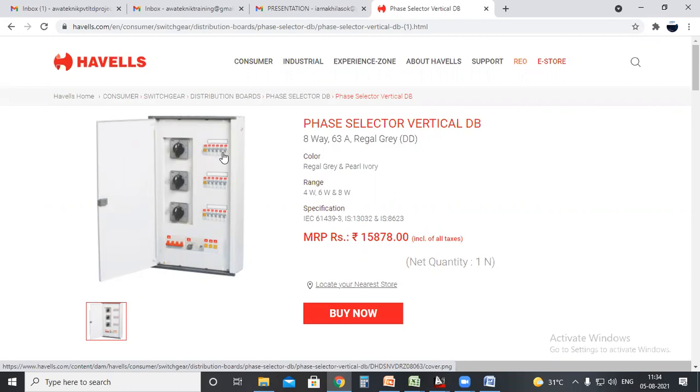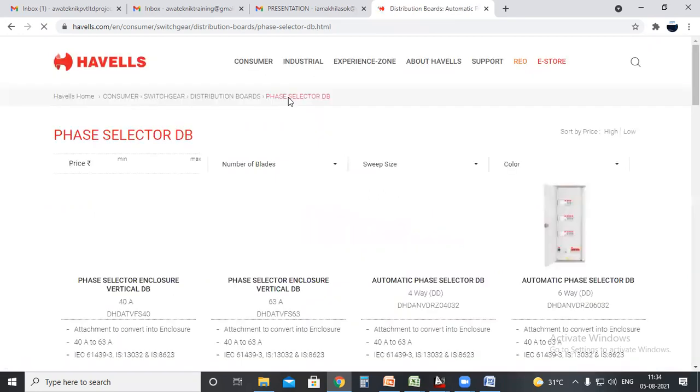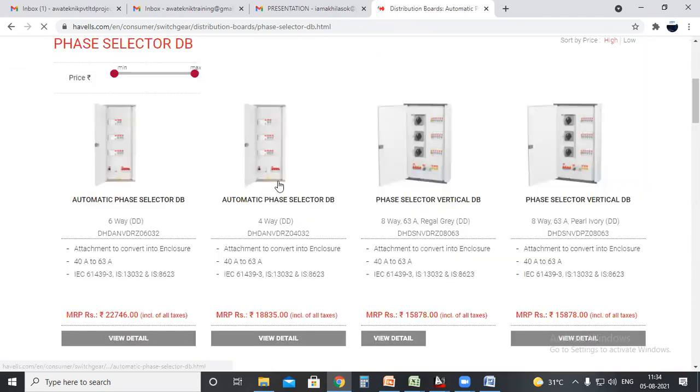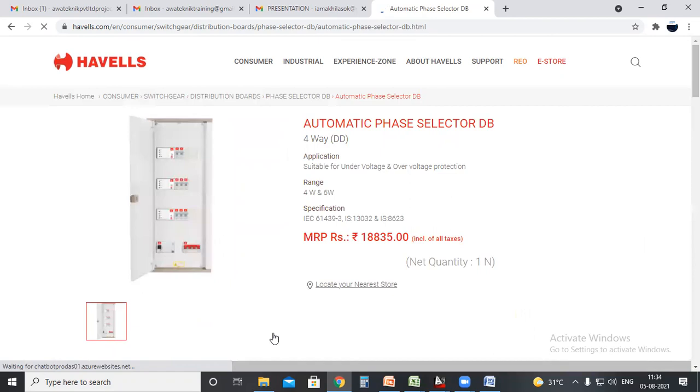In order to overcome that, companies have also made an automatic phase selector switch. So you don't need to manually turn it into different positions. It will automatically understand that power is not available in this particular phase, and automatically shift to another phase. The range is 4-way and 6-way. This particular company has 4-way and 6-way automatic phase selector distribution boards.